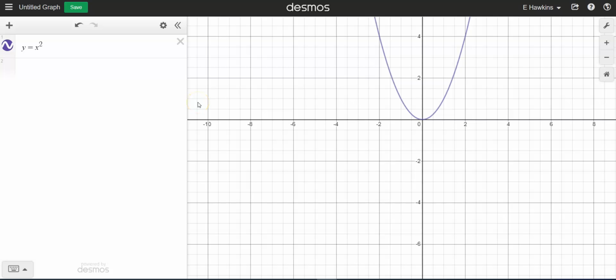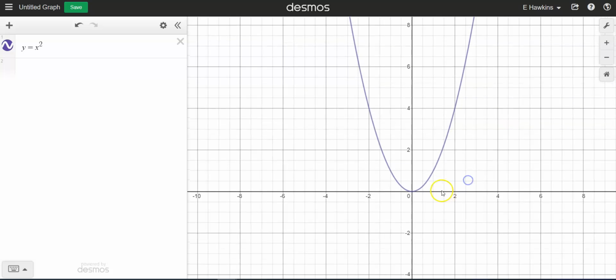Okay, let's go through some things with the parabola. So in Desmos, if you type y equals x squared, you get the following graph. We're going to look at a couple points here. We have our vertex (0, 0), (1, 1), (2, 4), and so forth.